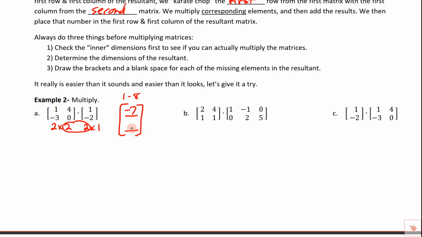And now we need the second row and first column. So I'm going to chop the second row with the first column, and we're going to multiply these in corresponding order. So I'm going to multiply the negative 3 with the 1, and I'm going to multiply the 0 with the 2, the negative 2. So this is negative 3 times 1. So I'm going to go ahead and write down a negative 3 right here. And I do the 0 times the negative 2, so this would be plus 0. So the element right here is going to be what we get when we add these together, so this is going to be a negative 3. So this right here is the answer there. Now, if you don't need to show the work on the sides, that's totally okay. I'm not going to do that all the time, but I'm going to leave that right there, and we're going to move on to the next one.